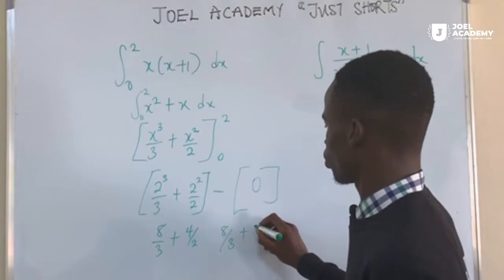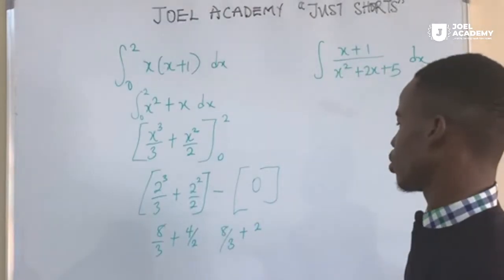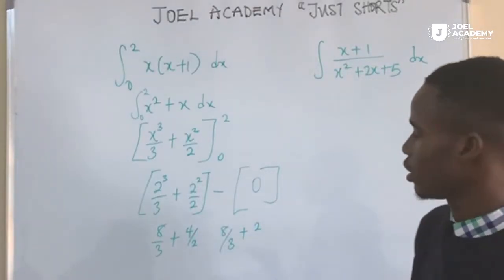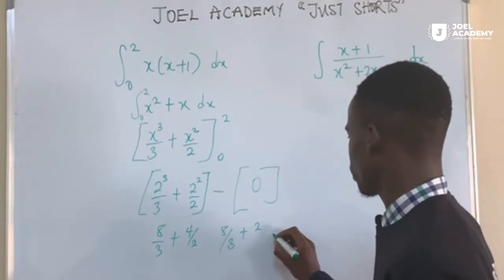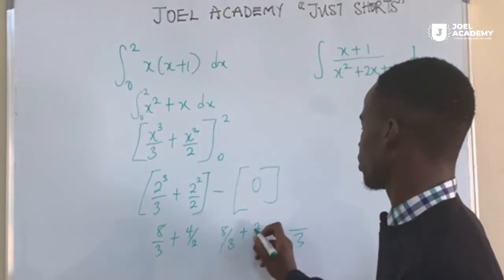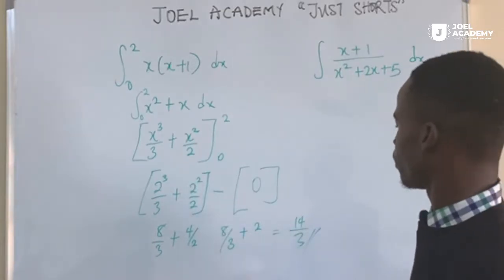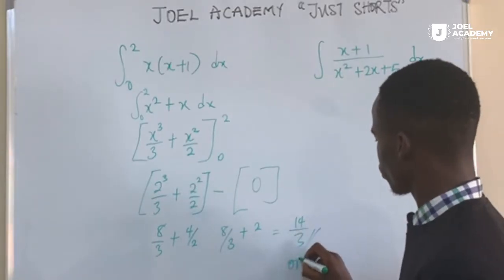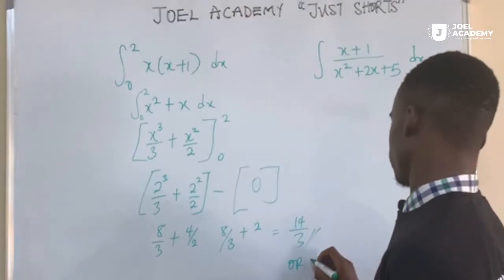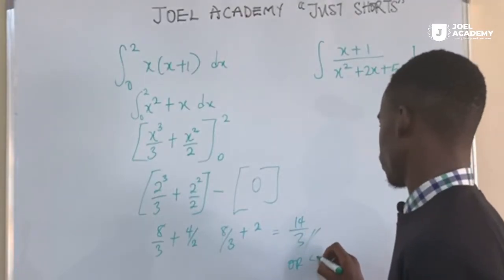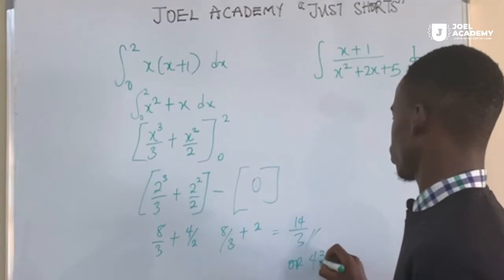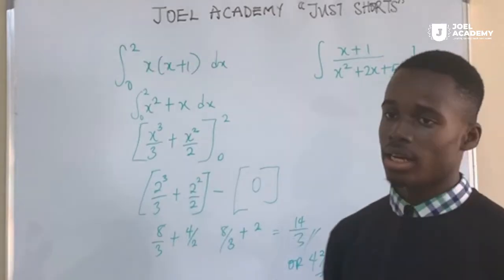So we are 8 over 3 plus what? 2, right? So put it together as one fraction. We're having what? LCM 3, right? 3 times 2, 6. 8 plus 6 is what? 14 over 3. So this is what we're having. Or 14 over 3 is what? 4 whole number, 2 over 3. So this becomes our final answer.